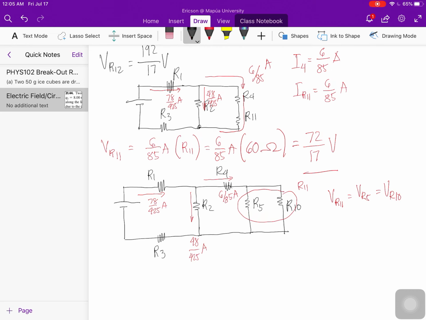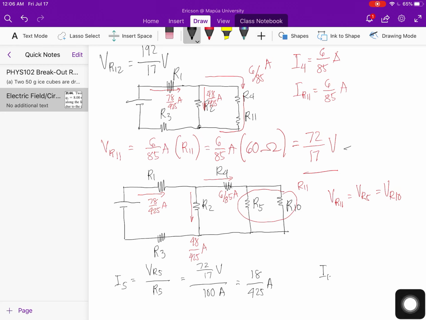So we could now compute for the voltage on R5. So I5 is equal to voltage on R5 divided by R5. So that is ano yung voltage? 72 over 17 volts divided by 100 ohms, equal to 18 over 425 amperes.